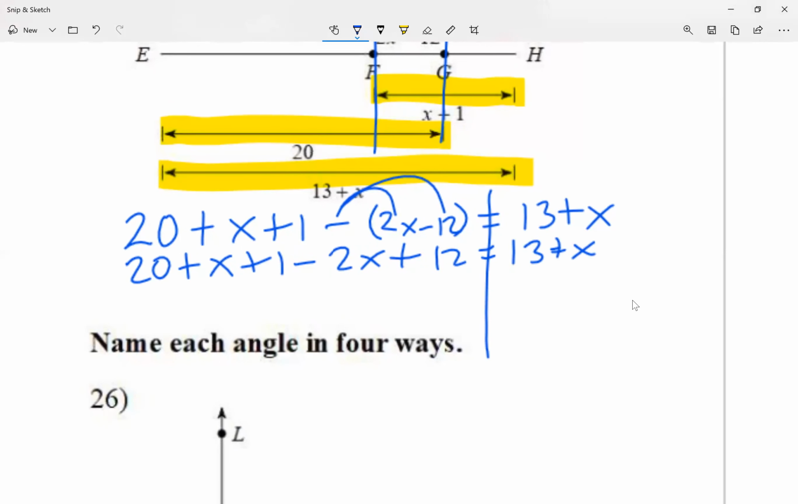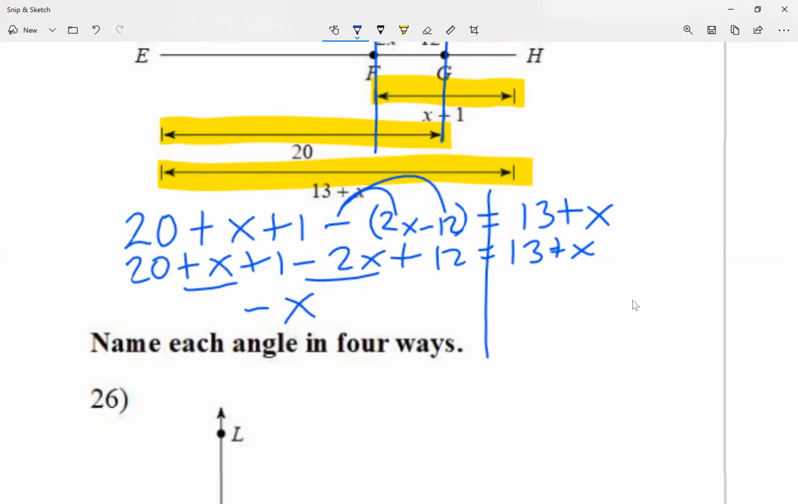Next thing I'm gonna do, let me combine my like terms. On the left side, I see 1x minus 2x. So that gives me a negative 1x. I also see 20 plus 1 plus 12. Right, so those terms that don't have the letters, 20 plus 1 plus 12. And that is 33.